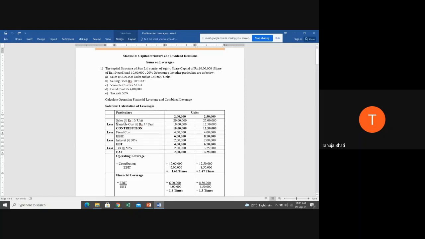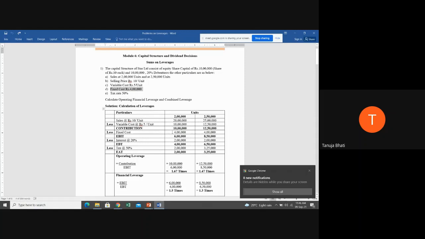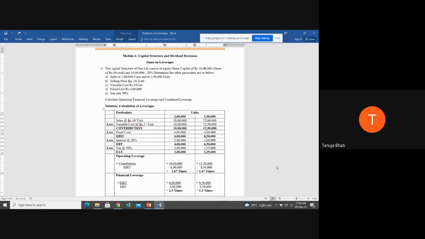Next, variable cost. Variable cost is given as 5 per unit. So 2 lakh into 5, you get 10 lakhs as your variable cost. When from sales you minus the variable cost, you get contribution. So 20 lakhs minus 10 lakhs, you get 10 lakhs as your contribution. From that, you have to less fixed cost. Fixed cost is directly given in the problem as 4 lakh. So you less 4 lakhs, you got EBIT. EBIT is 10 lakhs minus 4 lakhs, that is 6 lakhs.